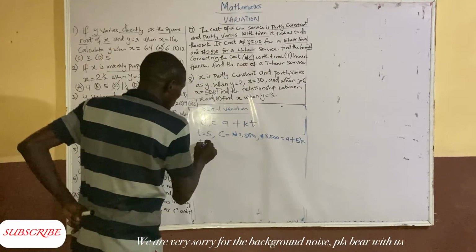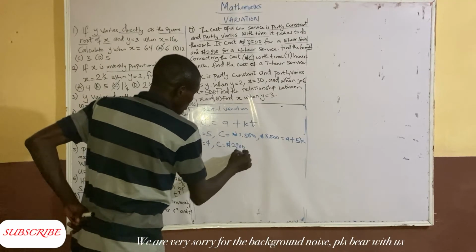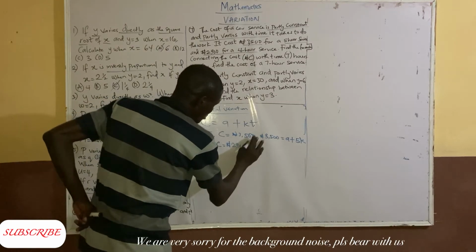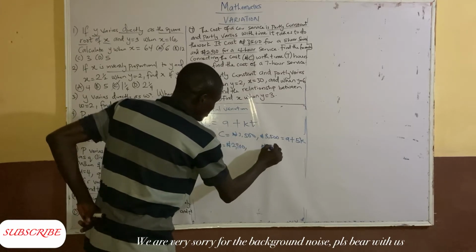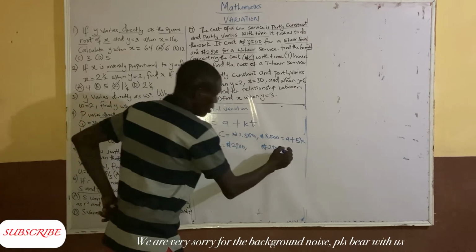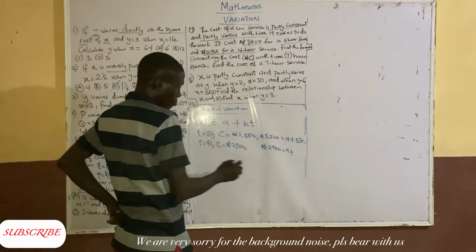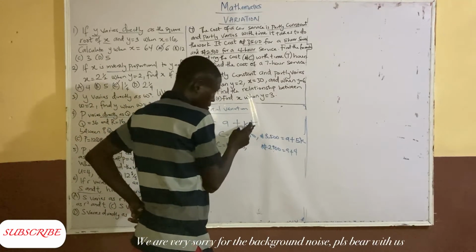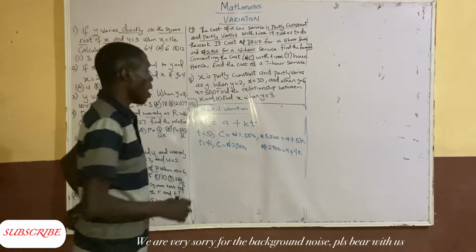4-hour service, when T equals 4, the cost is 2,900. So when you put it inside the equation above, we have 2,900 equal to A plus, this time is 4 hours, so 4 multiplied by K. That's 4K. So we substitute the two.